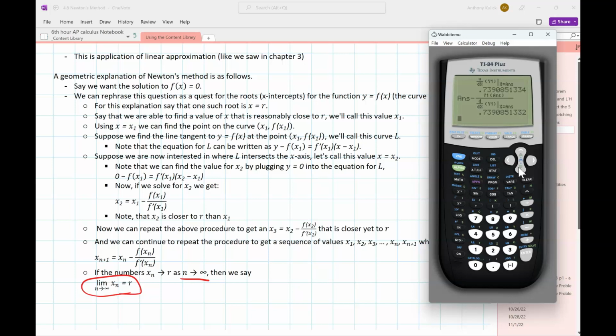I think it is okay to use on the AP exam. I Googled that when I saw that some of us had them. I believe you can use it on the AP exam.